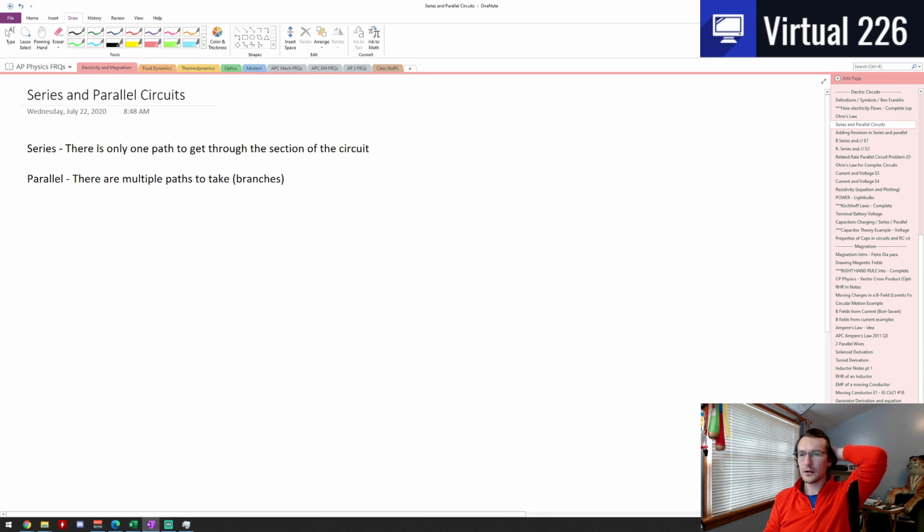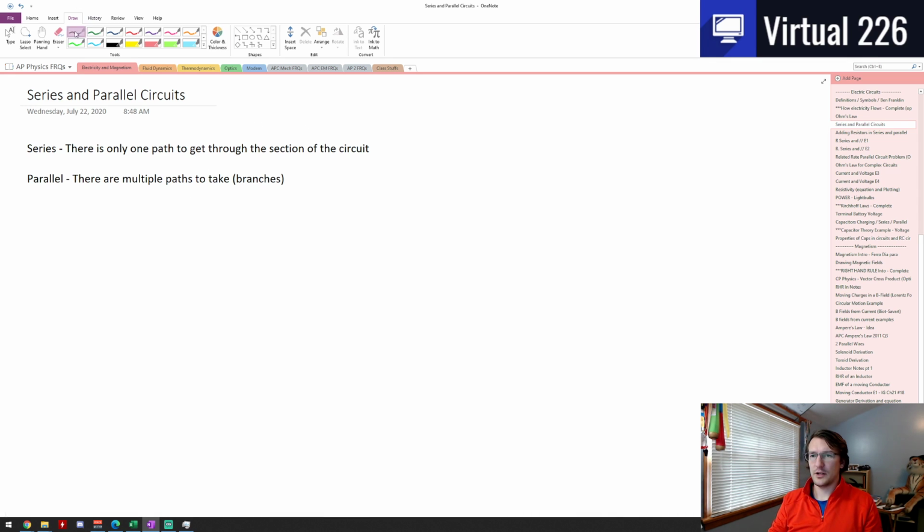Okay, what we're going to talk about here are series and parallel circuits. We've already talked briefly about Ohm's law, and about certain definitions and some of the symbols that we need for the circuitry stuff. So let's just talk about series and parallel circuits. For series, a circuit is a series circuit when there's only one way to get through either that circuit or that section of a circuit.